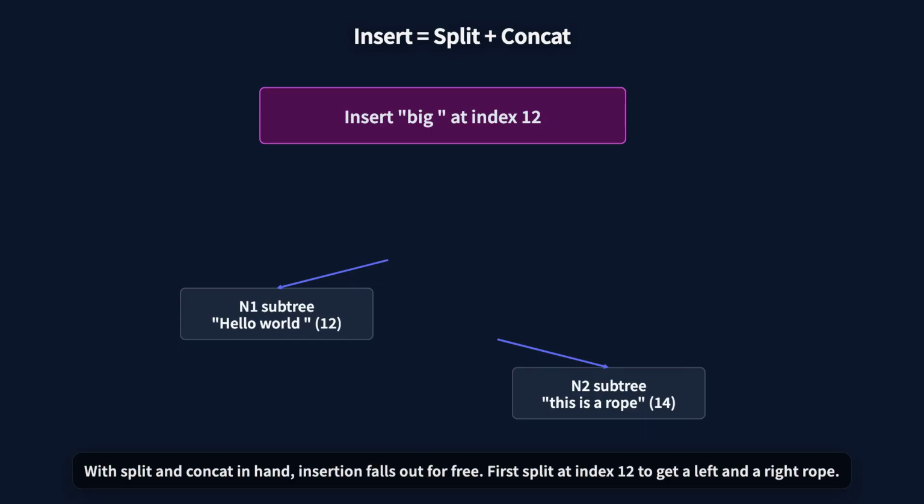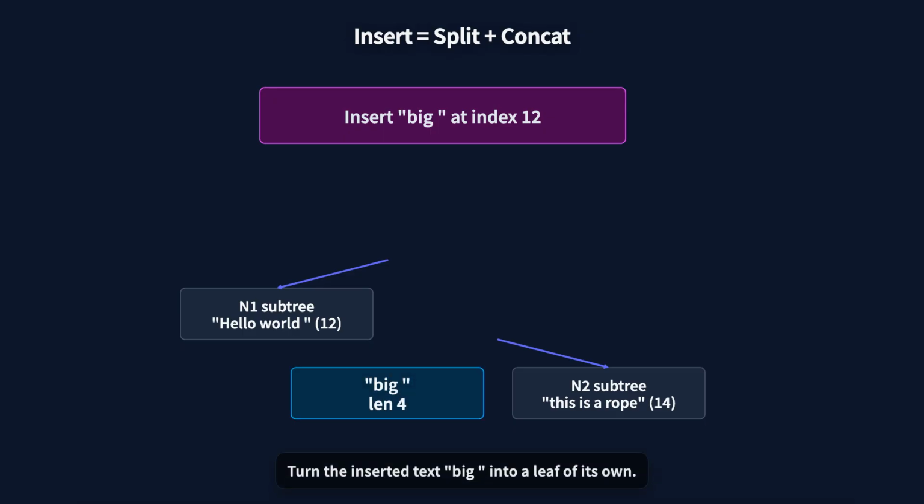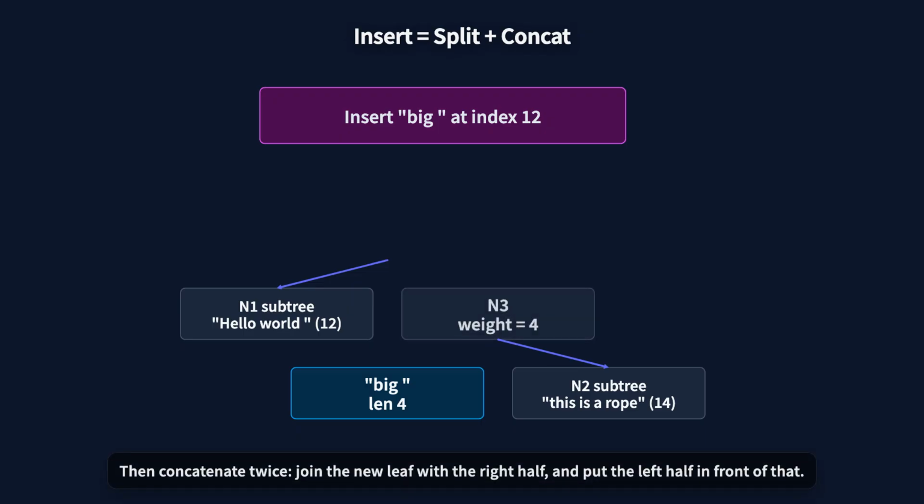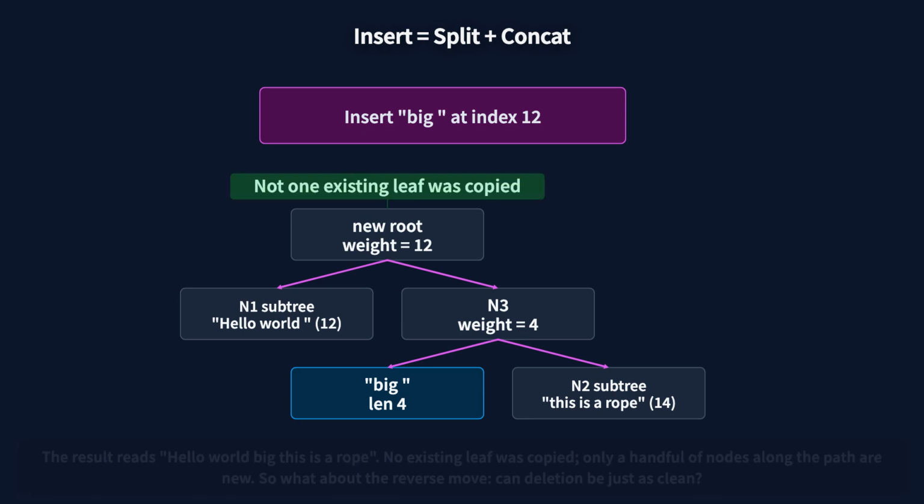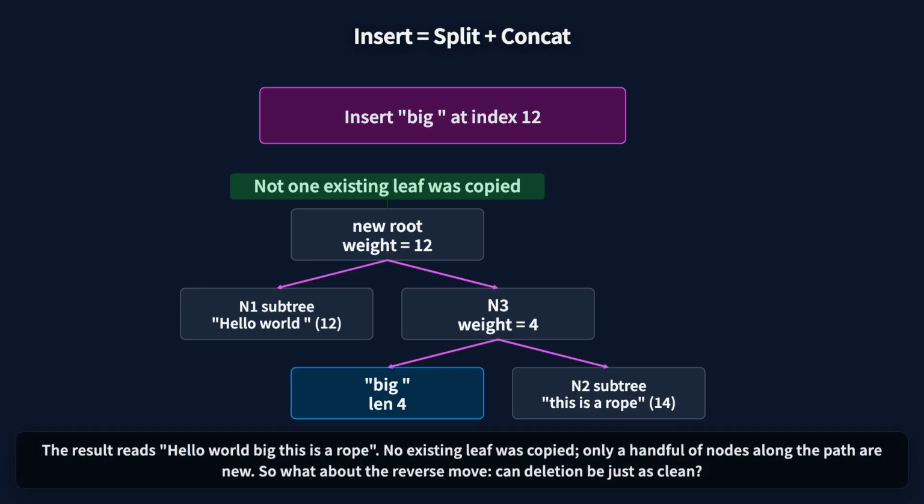With split and concat in hand, insertion falls out for free. First split at index 12 to get a left and a right rope. Turn the inserted text "big" into a leaf of its own. Then, concatenate twice. Join the new leaf with the right half, and put the left half in front of that. The result reads, hello world big this is a rope. No existing leaf was copied. Only a handful of nodes along the path are new.